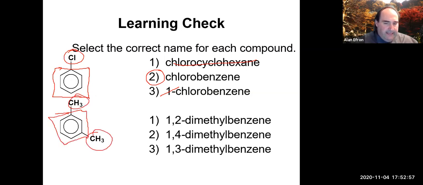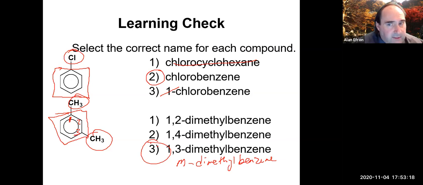For our second one, we do have our benzene ring as well, and we have 2 methyl groups. So we have some dimethylbenzene happening. Position-wise, this is 1, 2, and 3. So it is 1,3-dimethylbenzene. 1,3-dimethylbenzene is also the meta positioning, and again, could also be named something like this. Any questions on those two?